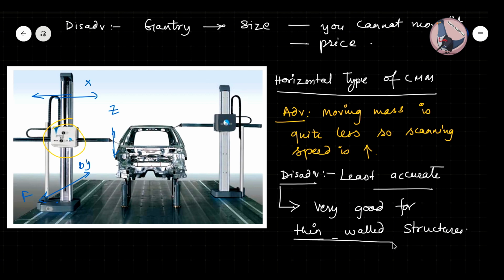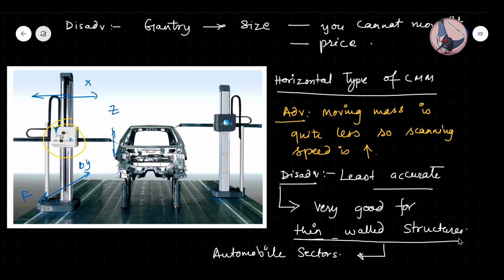And such thin-walled structures are mostly used for automobile sectors. You can understand that in the automobile sector you need to increase the manufacturing rate. In such manufacturing, the measurement is also a part of it, and the scanning speed is very high in this, so that is also an advantage. And second, it gives very decent results for thin-walled structures, like the chassis of your car. It will be very nicely scanned by this, so this is ideal in such cases.